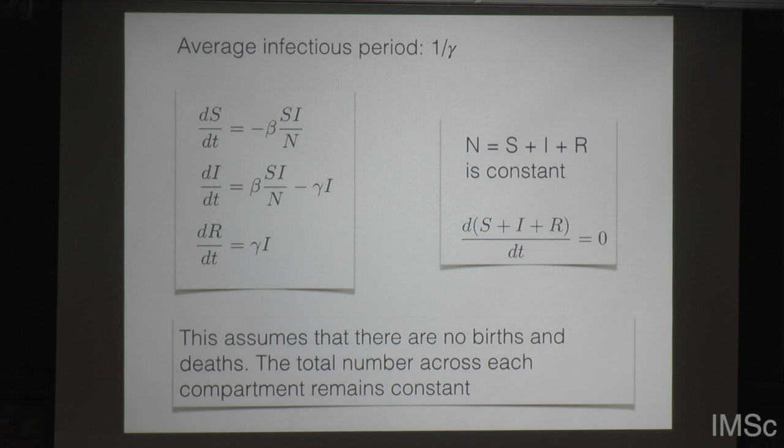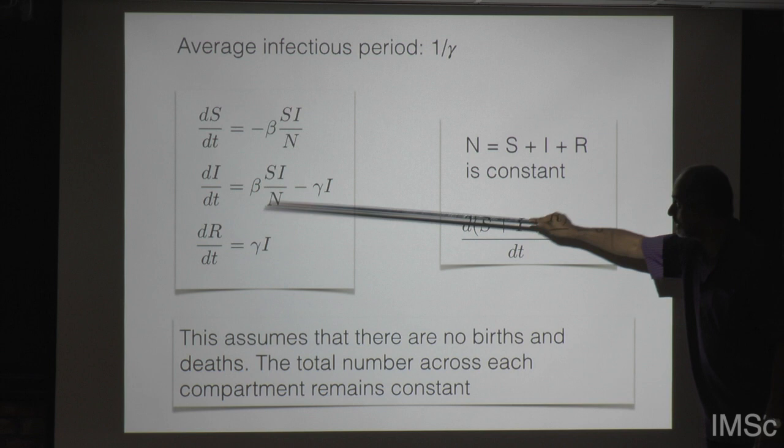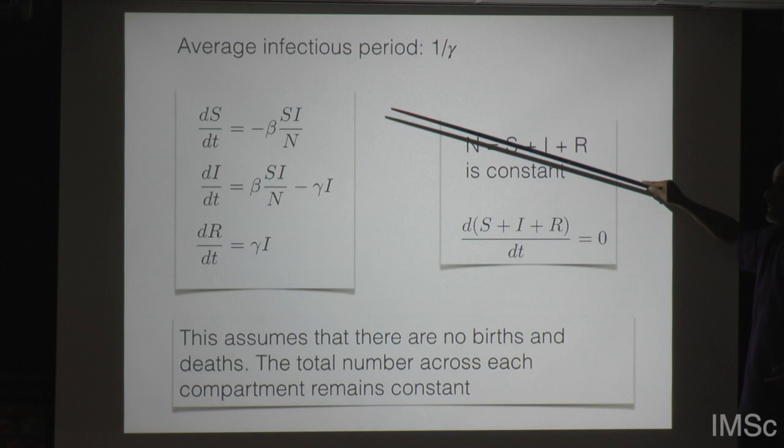So this gamma here, in the equation that I wrote down, has the interpretation of being a rate of recovery. The inverse of the rate is a period. So the average infectious period is 1 over gamma.